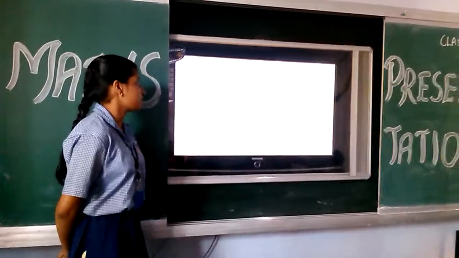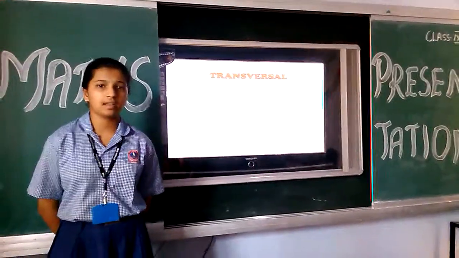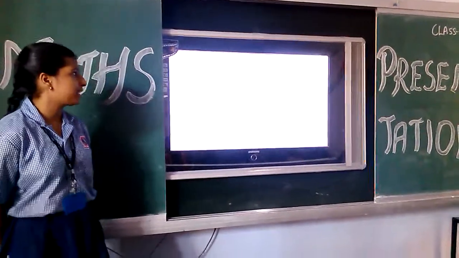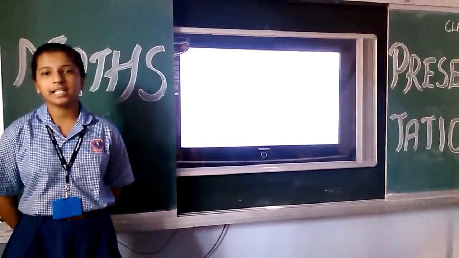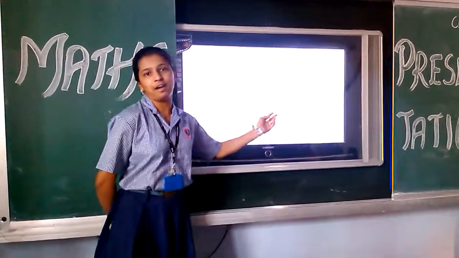Next is transversal. It is a line that intersects two lines at different points. It is known as a transversal. Perpendicular lines. Lines that intersect each other to form right angles. In this diagram, four right angles are formed.